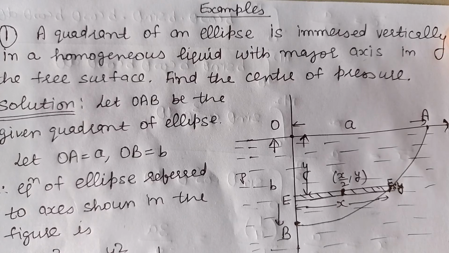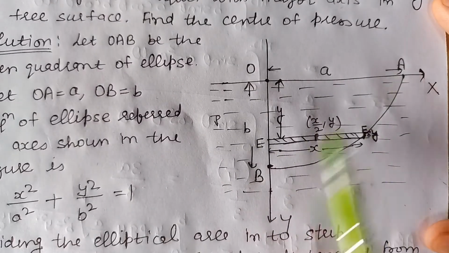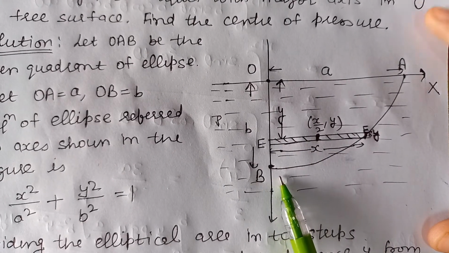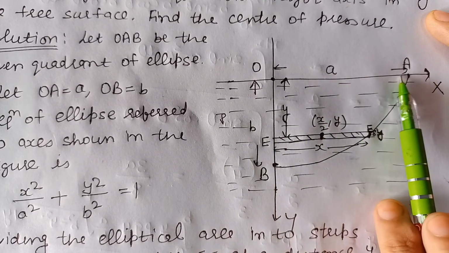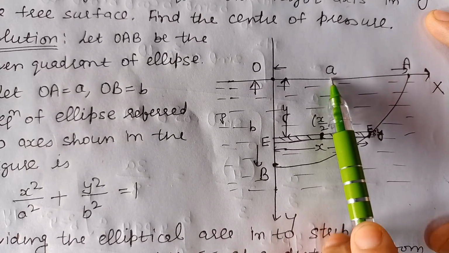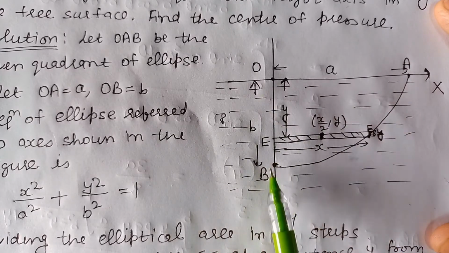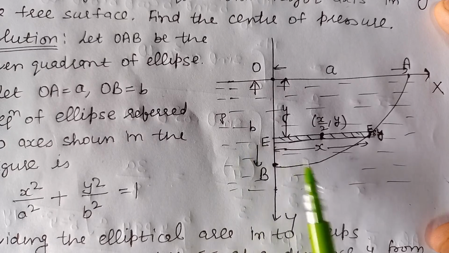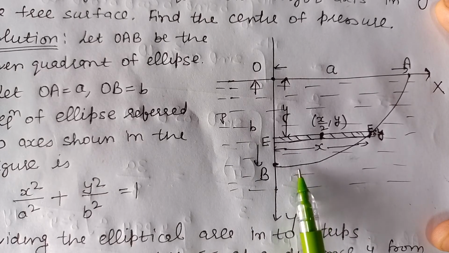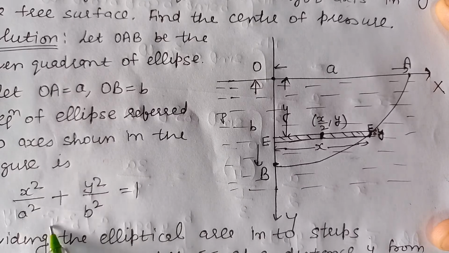So let us take OAB. This be the given quadrant of the ellipse. The length OA we have denoted by a, and the length OB is denoted by b. We can write the equation of the ellipse, which is given by x squared upon a squared plus y squared upon b squared is equal to 1.